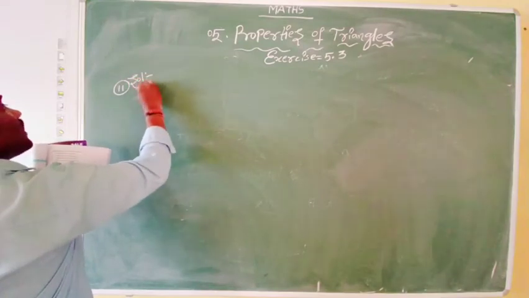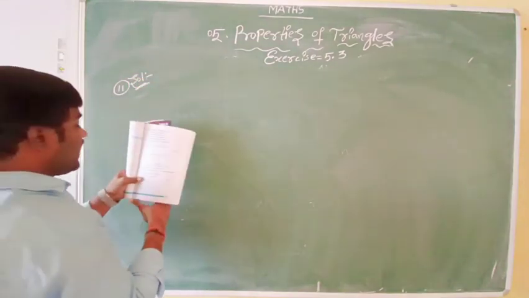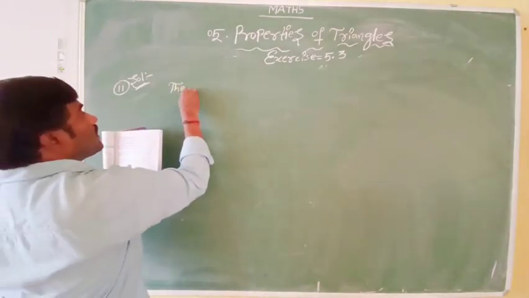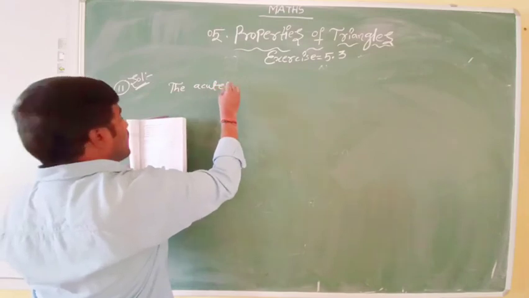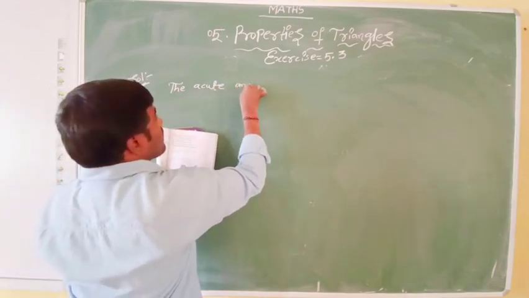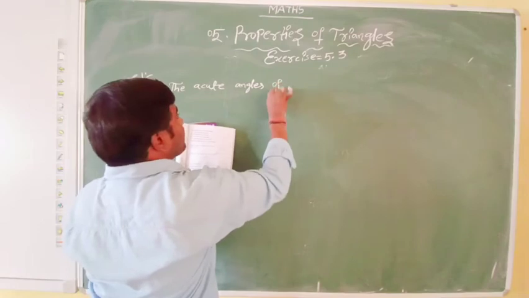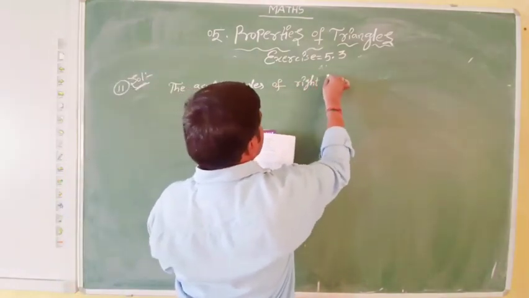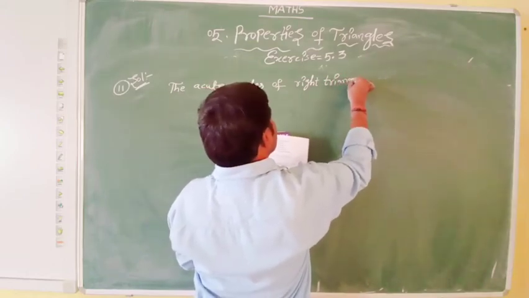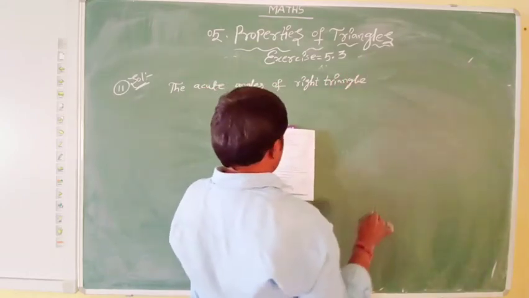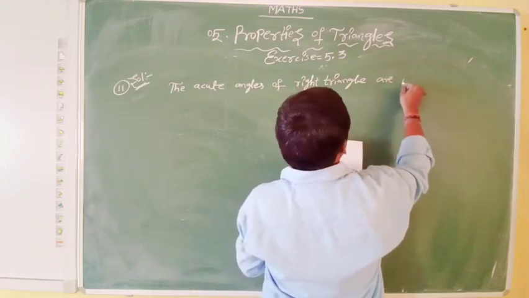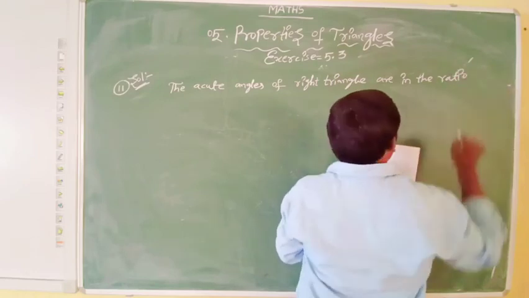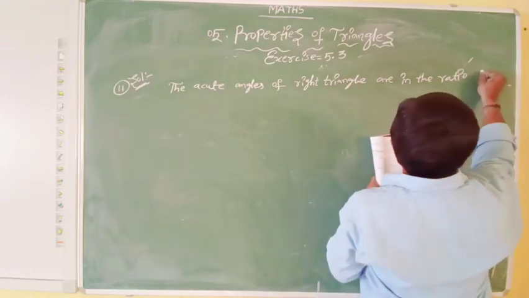We have already solved the 10th question. We are moving to the 11th one. The acute angles of a right triangle are in the ratio 2:3.